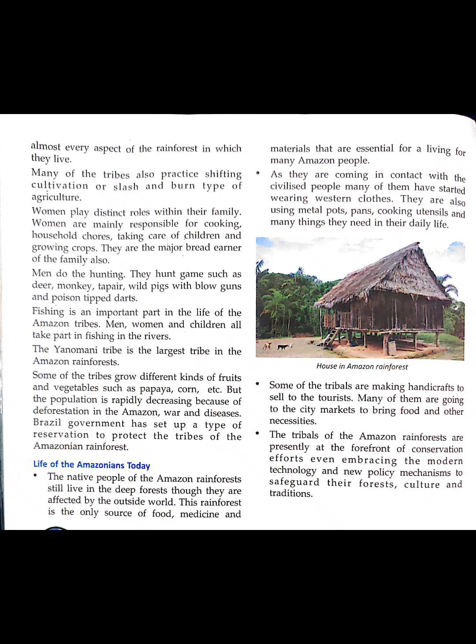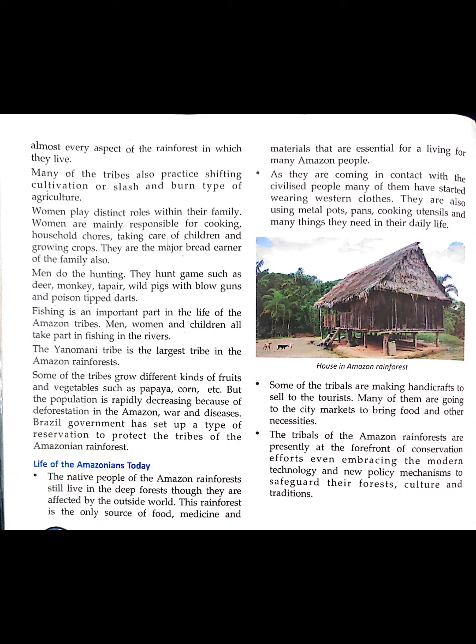Also, men do the hunting. They hunt game such as deer, monkey, tapir, and wild pigs with blowguns and poison-tipped darts. Fishing is an important part of life in the Amazon tribe. Men, women, and children take part in fishing in the rivers.